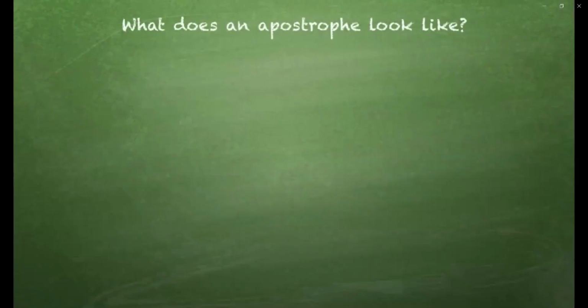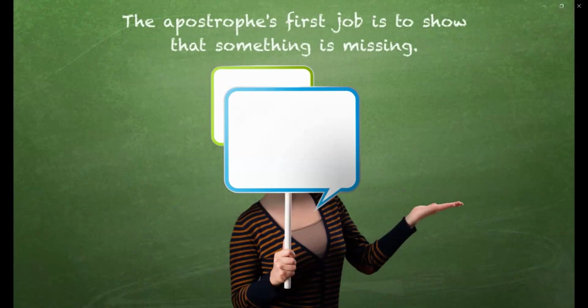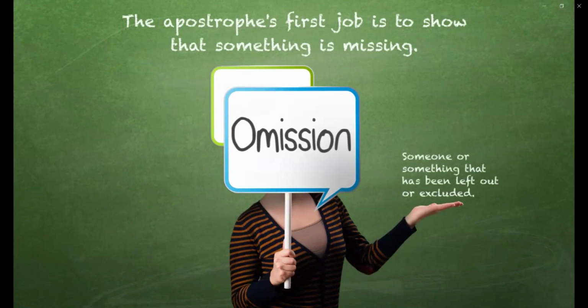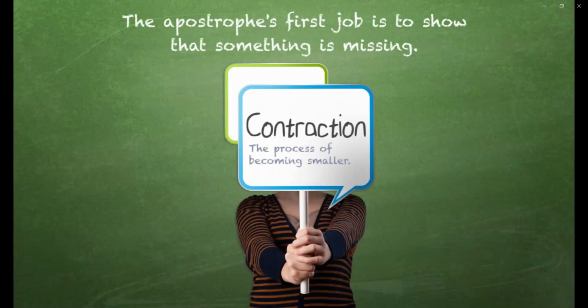Let's start with, what does an apostrophe look like? Well, this is an apostrophe. The apostrophe's first job is to show that something is missing. This job can be called a couple of names, such as omission. Omission comes from the root word omit, which means to leave out. Or contraction. Contraction means that a word has been shortened. Don't worry about the name, just worry about the job it does. Sometimes knowing the name can help you to remember how to use them, but it's not really important that you know it. You are probably using this kind of apostrophe all the time, but just don't realise that this is what is happening. Let's look at an example.